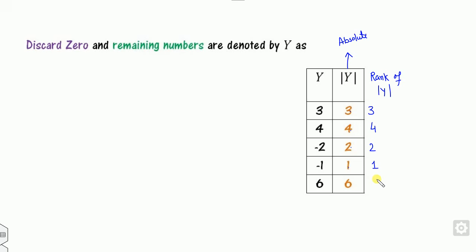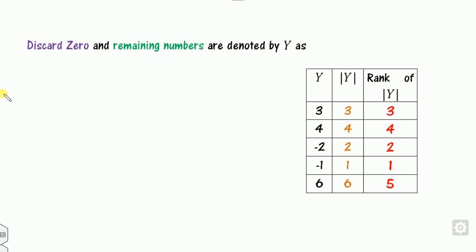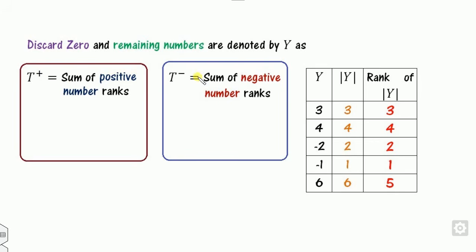What is the next smallest number? It is 5. So this is the rank of y. Okay, so look at that. Now once you are taking the rank of this, you have to define the T positive and T negative. What is T positive? It is the sum of the positive numbers' ranks. Look at that, these are the numbers which are positive, these two and this one.